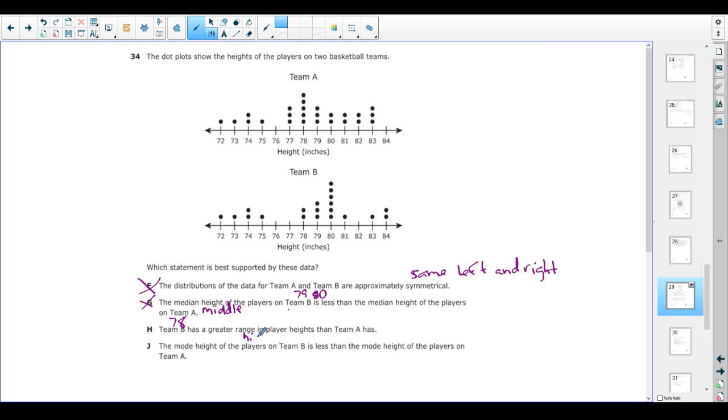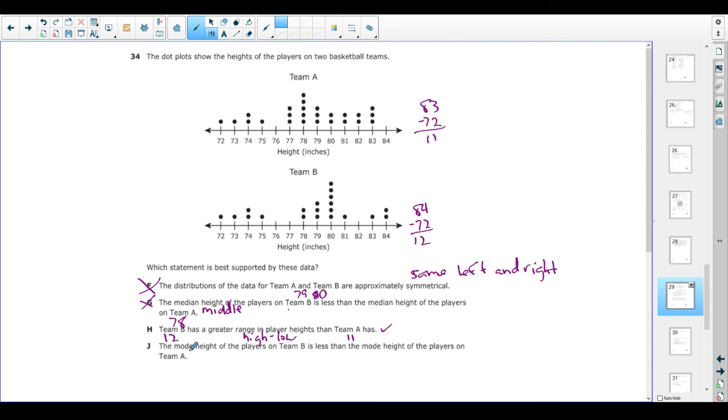Range is the high minus the low. If we look here, this would be 83 minus 72. It's 11. And this one is 84 minus 72, which is 12. Let's see, so that range is 12 more than 11. That looks pretty good. Let's check J just to be sure.